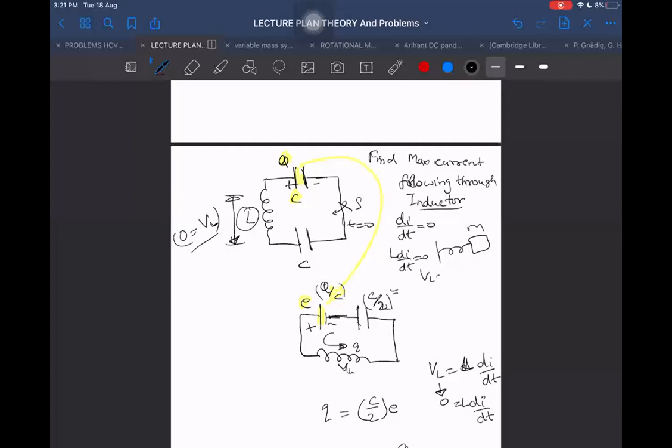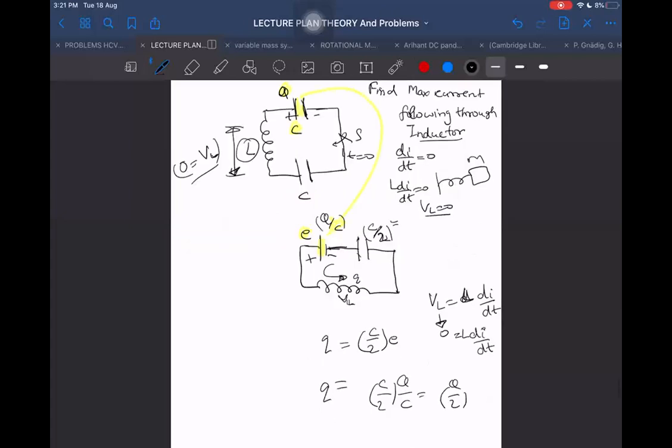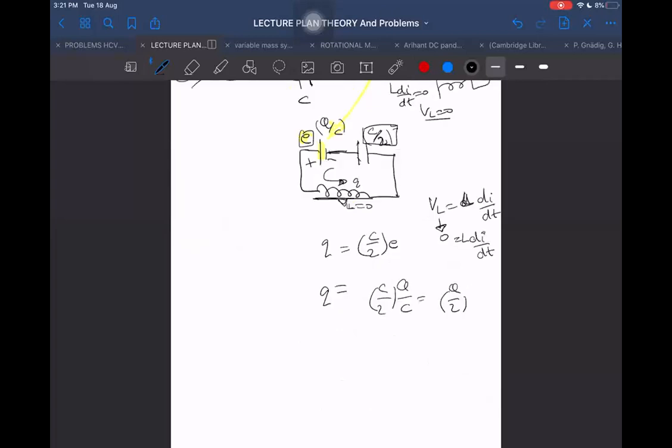If VL is 0, then I will just assume that this EMF will be appearing completely across the capacitor only, and there will be no voltage across the inductor. That will be 0 only. Right? Yes, sir. Then I can make an equivalent diagram like this. There is no voltage across the inductor, just across the capacitor, which is series capacitance C by 2, and this EMF is E. Then I can say what charge is given to the capacitor up to that time. Charge given to the capacitor will be Q by 2, by this formula, C by 2 into E. Is it okay so far?